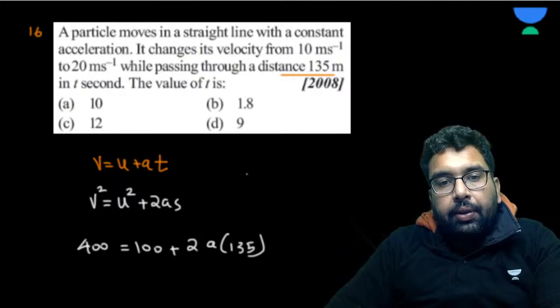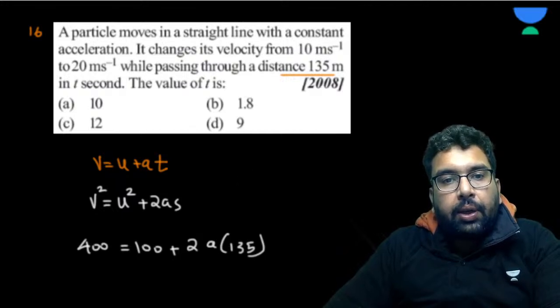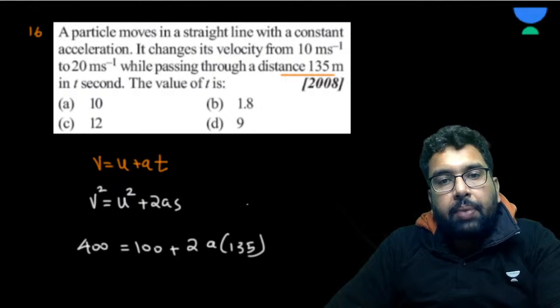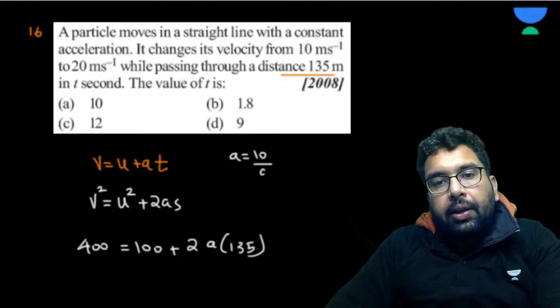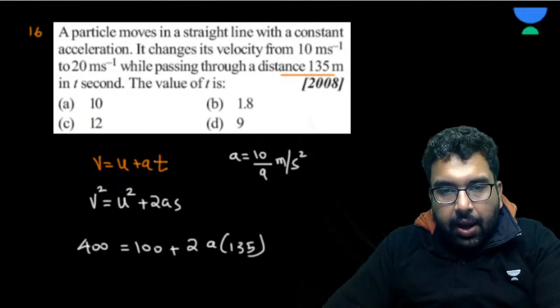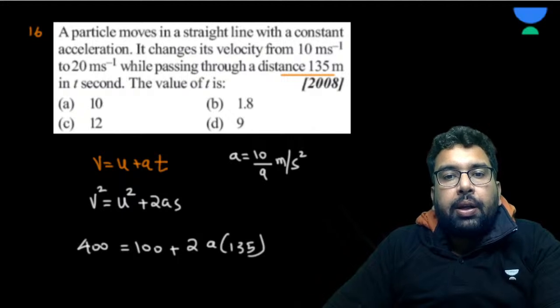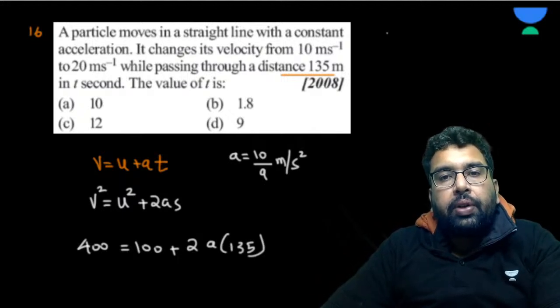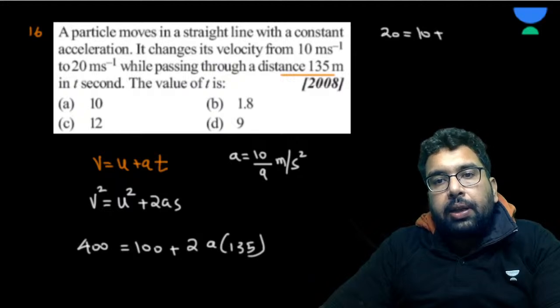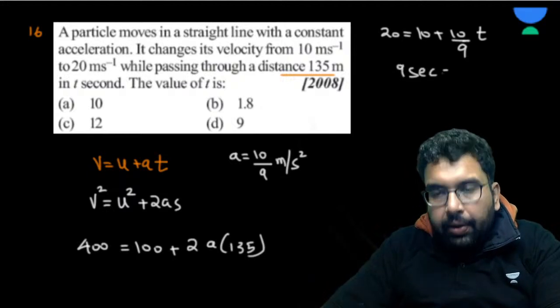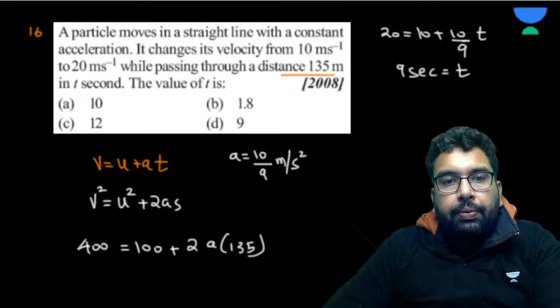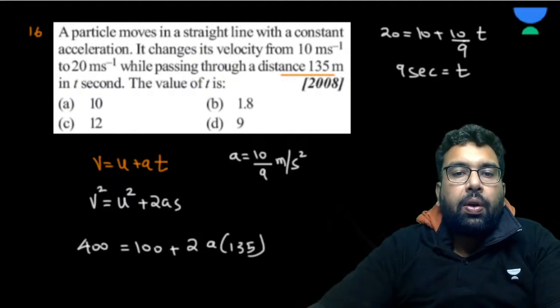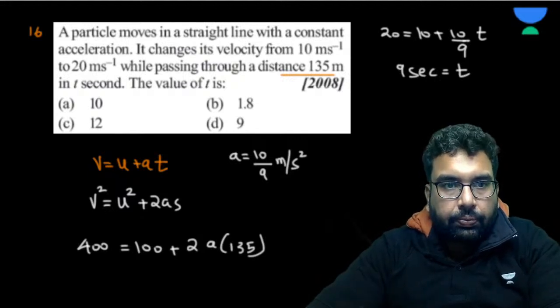Okay. Now when we calculate from here, what is the acceleration we are getting? So we are getting acceleration of 10 by 9 meter per second square. Is it fine, beta? 10 by 9 meter per second square. Now we can put it in this equation. So what is this V? V is 20. This is 10 plus 10 by 9 into t. Okay, so this will become 9 seconds. Right, Harsha? Why couldn't you do it? What went wrong? What held you back in solving this question? Did we get it now or not?